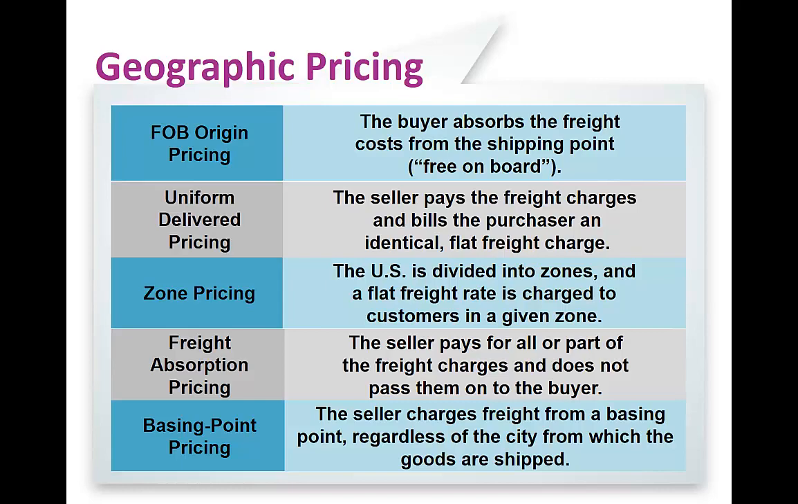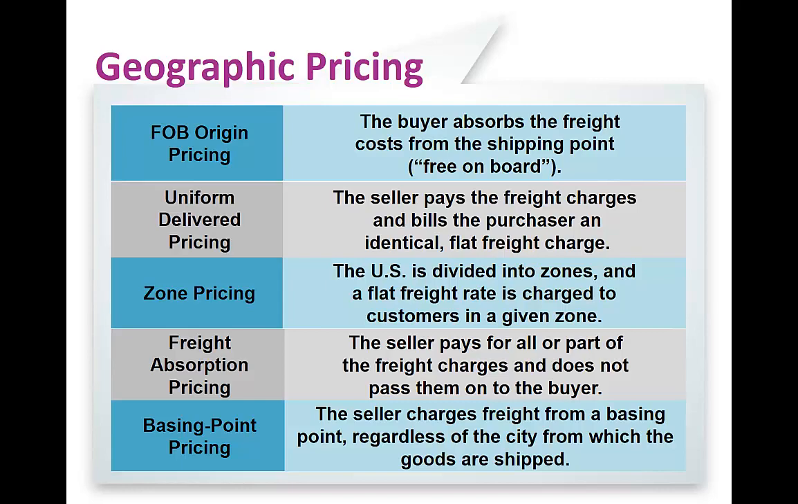Second, uniform delivery pricing. The seller pays the freight charges and bills the purchaser an identical flat freight charge. A good example is the car dealership in the United States. For example, there's a Honda plant in Alabama. They charge exactly the same shipping cost of $750 in Alabama and in California as well. So they are using the uniform delivery pricing.